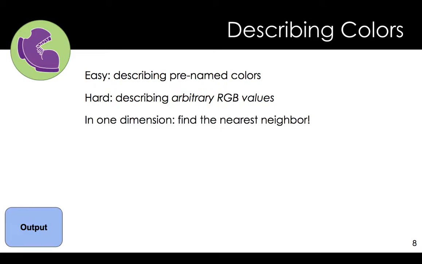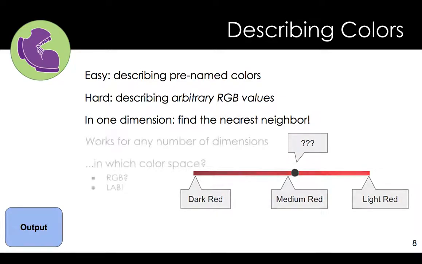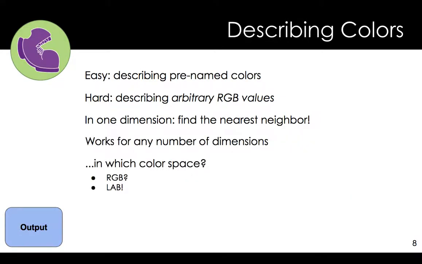So let's consider this in one dimension, say a gradient that goes from dark red to medium red to light red. An arbitrary point on this gradient can be vocalized by finding the nearest named neighbor and passing that name to the screen reader. And this generalizes to any number of dimensions. So you could imagine a three-dimensional color space with axes for R, G, and B. Each of the X11 colors exists as a point in this space. And for any arbitrarily defined point, well, we find the nearest named color and use that.